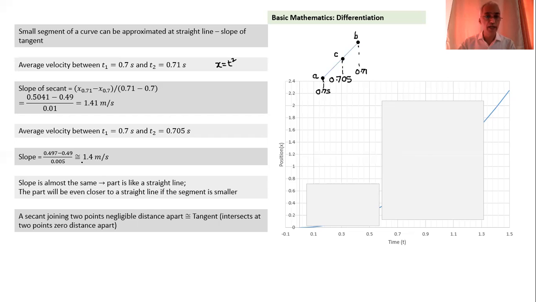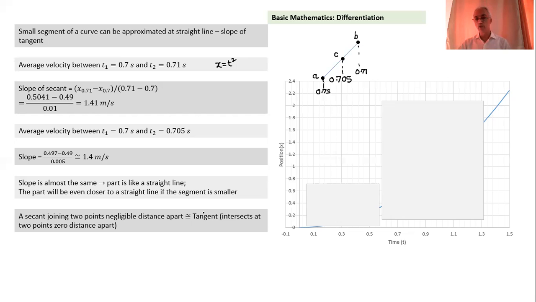How did you get this number? This number is the slope of a secant of two points very close to each other. What is it saying? The secant joining two points a negligible distance apart. If this distance becomes negligible, it is almost equal to a tangent. If the two points are a negligible distance apart, it becomes like one point. So a secant intersecting at two points zero distance apart is nothing but a tangent.